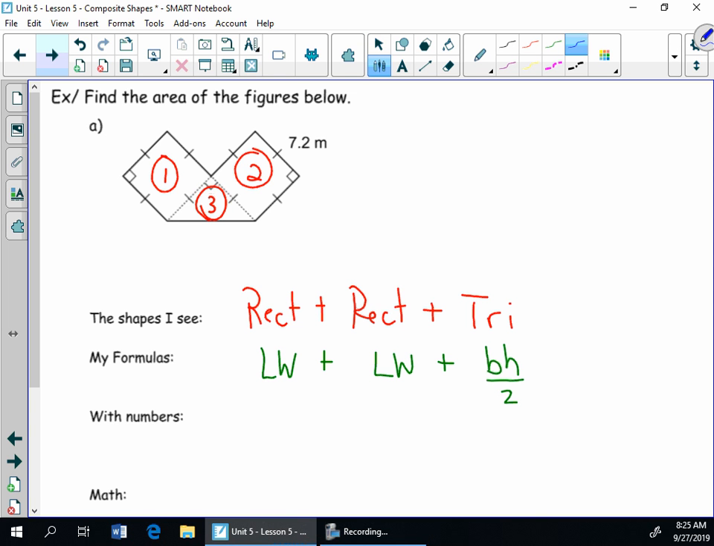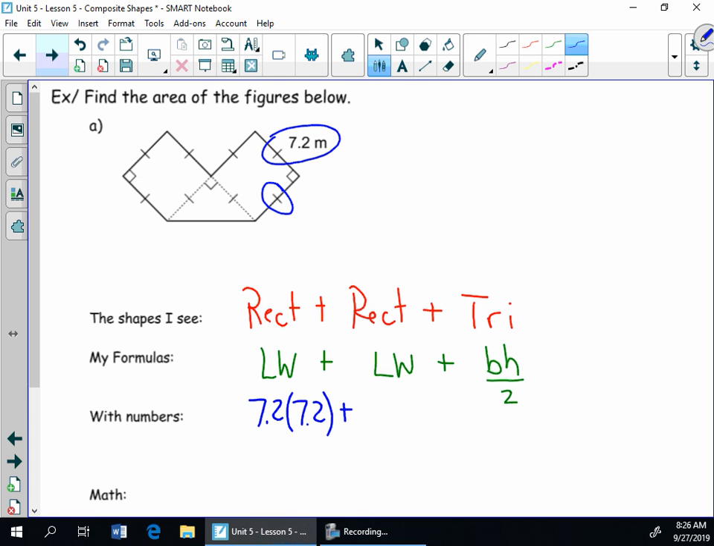Okay, let's fill these in with some numbers. So the kind of nice thing about these shapes is all these dashes. Remember that dashes mean they're the same size. So if this is my rectangle, there's my length and my width. 7.2 times 7.2 plus. The next rectangle has the exact same dashes, so there's more 7.2s plus. My triangle needs a base and a height. My base and my height have to meet at right angles. So here's the right angle, which makes the two sides that meet there the base and the height.